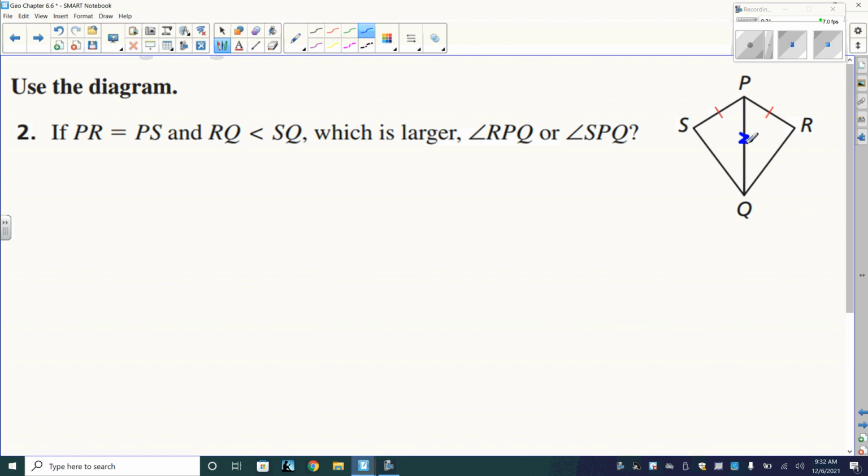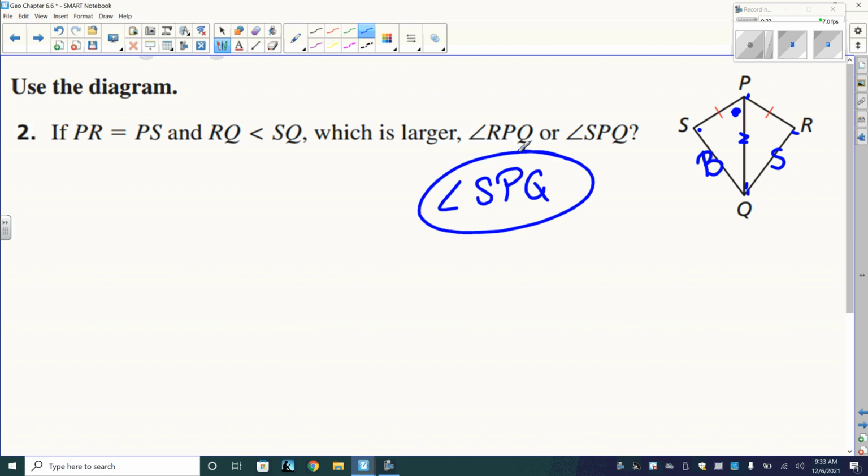So we have the same setup, but this time we're told that RQ is the smaller and SQ is the bigger. So which angle would be bigger? RPQ or SPQ? Would be this one here, yes? Bigger angle is opposite the bigger side, which would be angle SPQ. Bigger angle is opposite the bigger side. Any questions on this here?